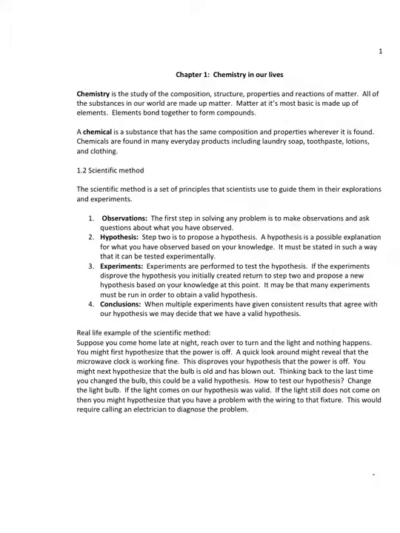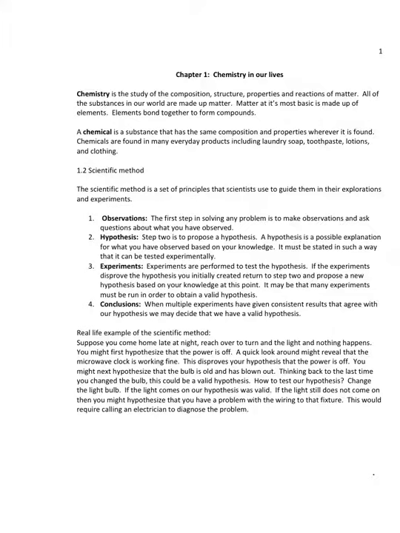A chemical is a substance that has the same composition and properties wherever it is found. We find chemicals all over the place in many everyday products, including laundry soap, toothpaste, lotions, and clothing. We're also going to talk about the scientific method.